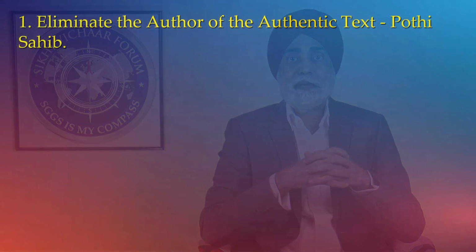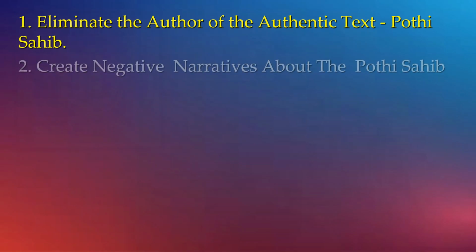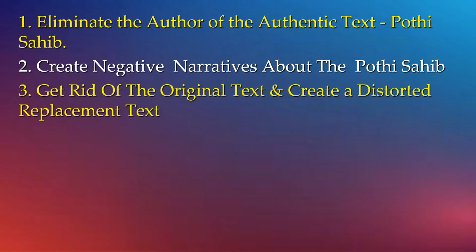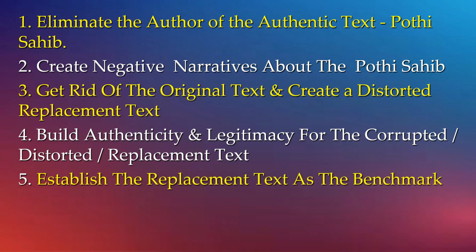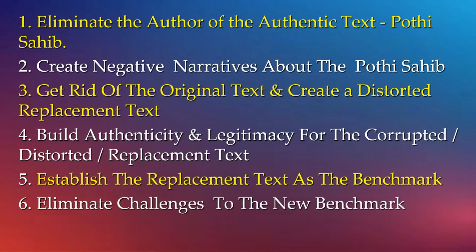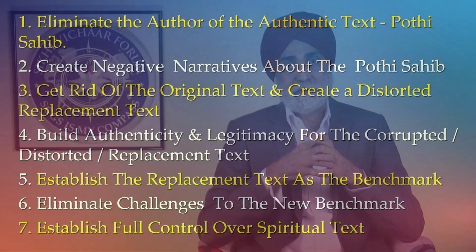First, eliminate the author of the authentic text, Pothi Sahib. Second, create negative narratives about the Pothi Sahib. Third, get rid of the original text and create a distorted replacement text. Fourth, build authenticity and legitimacy for the distorted replacement text. Fifth, establish the replacement text as the benchmark. Sixth, eliminate challenges to the new benchmark. And finally, establish full control over the spiritual text, which is the Sri Guru Granth Sahib. So this is where we are today.